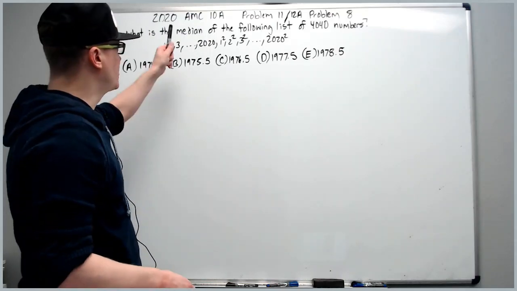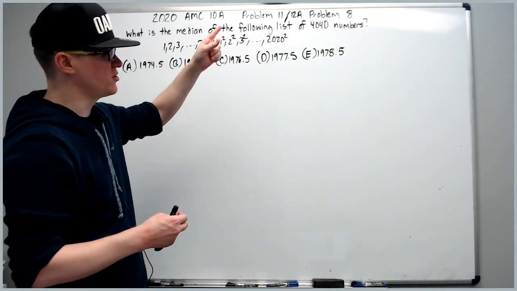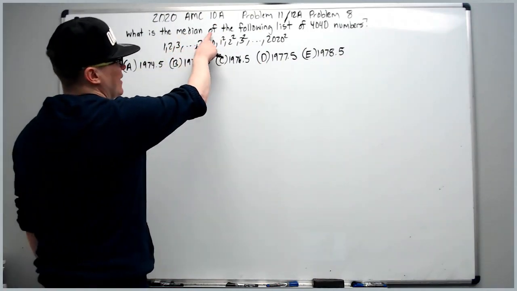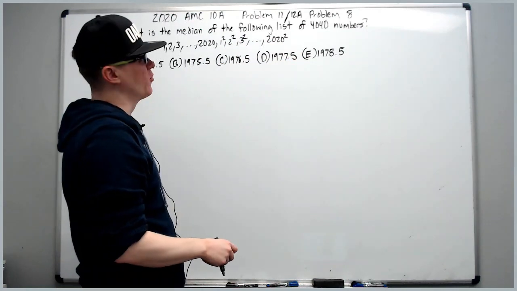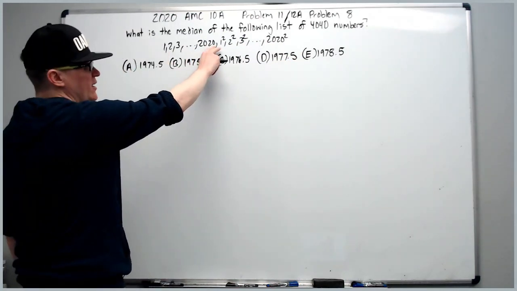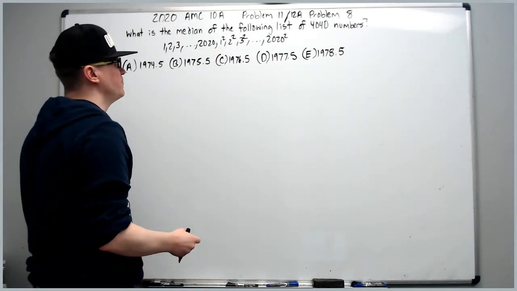All right, and now for the 2020 10A, problem number 11, which was also the 12A, problem 8. What is the median of the following list of 4040 numbers? You have 1 to 2020 followed by all the squares from 1 to 2020 squared.